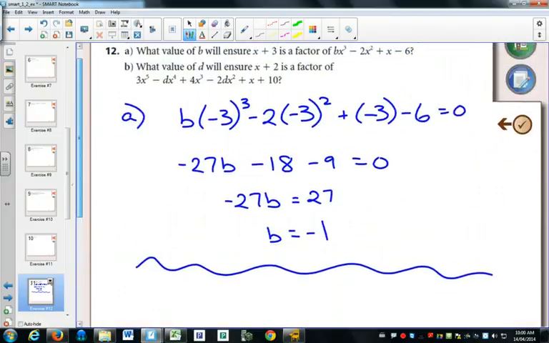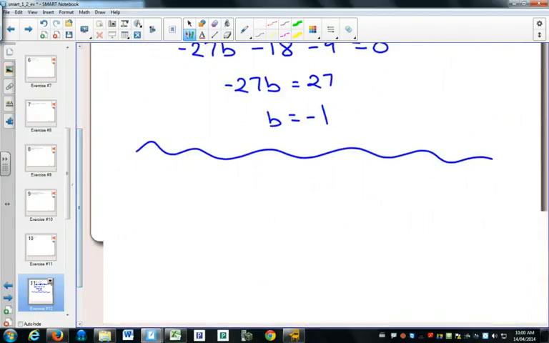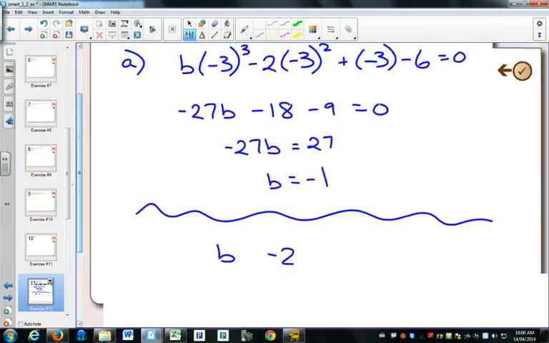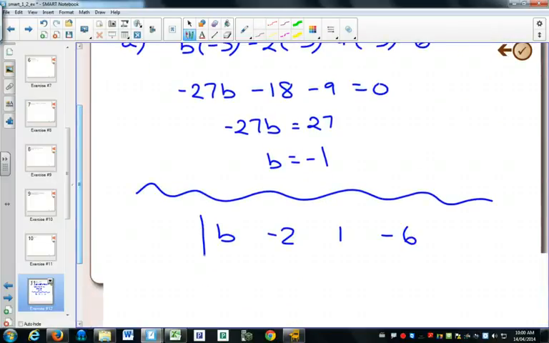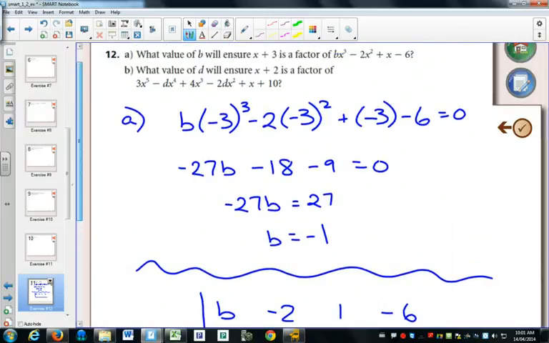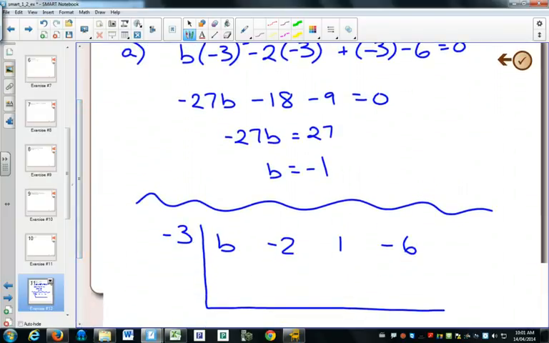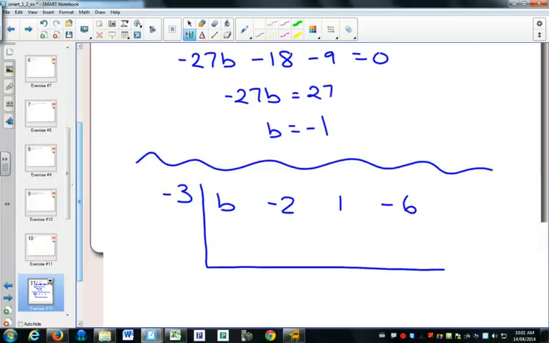So using synthetic division, normally you put in the numbers, but now we have a b, so I'm going to do that anyways. b minus 2, and then plus 1 and minus 6. A little review of synthetic division. We're dividing by x plus 3, so in synthetic division you would have a minus 3 here. This is how synthetic division starts, but there's also something that we know. We want, in the end, the remainder to be 0.